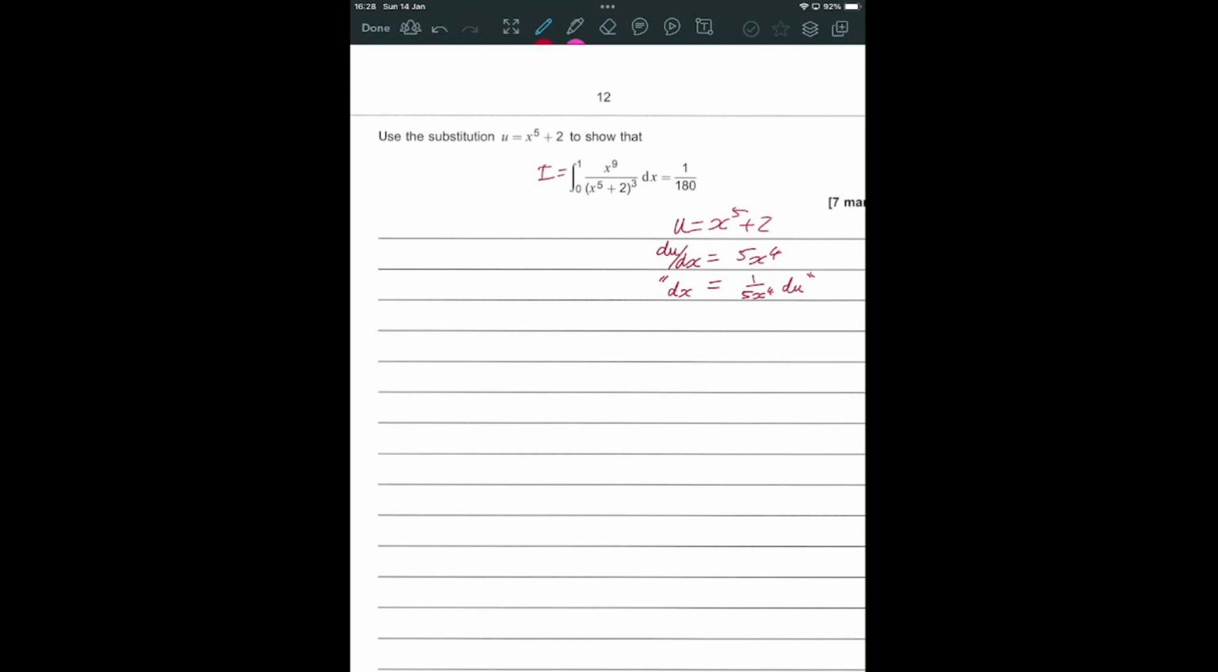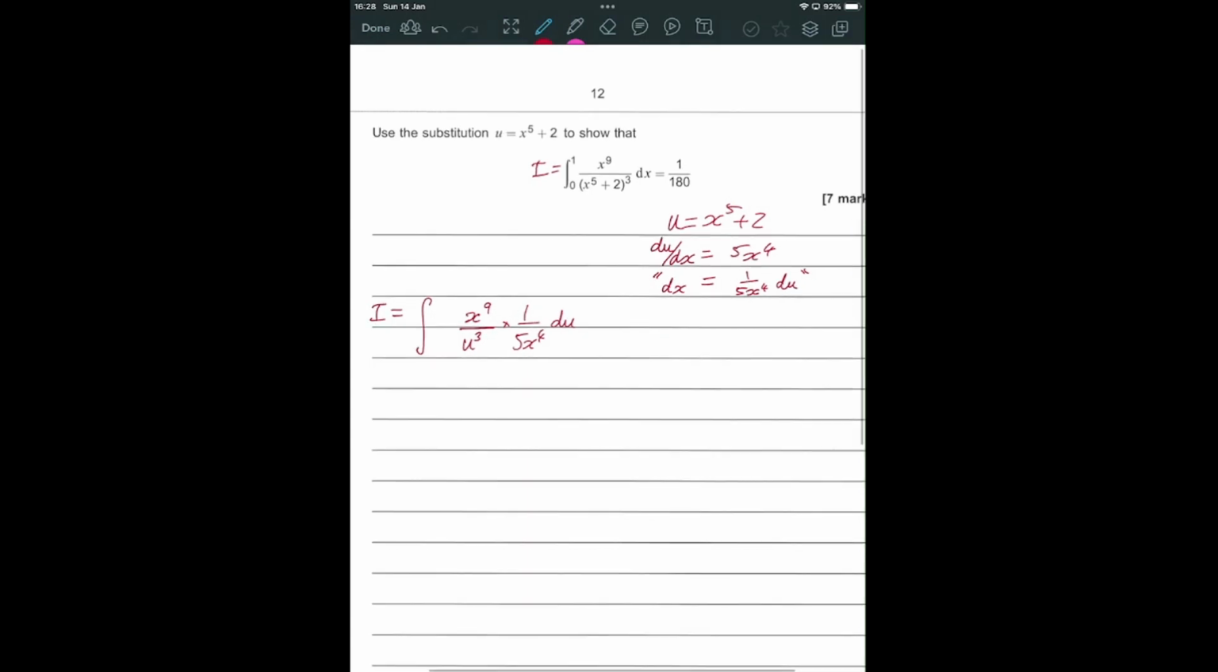So now I'm going to call that I, so I equals is now going to equal the integral of x to the 9 over u cubed times the 1 over 5x to the 4 du. Now I did notice the original question had limits, so I do also need to deal with the limits at this point. As soon as I write du, I need to have u limits. So when x equals 1, u equals 1 to the 5 plus 2. When x equals 0, 0 to the 5 plus 2. So now I have limits between 2 and 3.